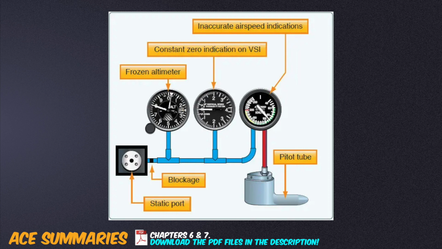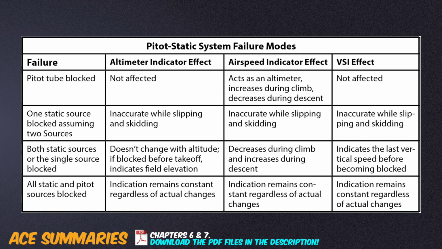A static line blockage at a constant altitude does not affect the airspeed indicator. With a blocked static port and in a descent, the airspeed indicator will overread due to the increased total pressure while static pressure stays constant. In a climb, it will underread. If the pitot tube is blocked, the airspeed indicator will underread in a descent. It will overread in a climb due to the decrease in static pressure while total pressure stays constant.